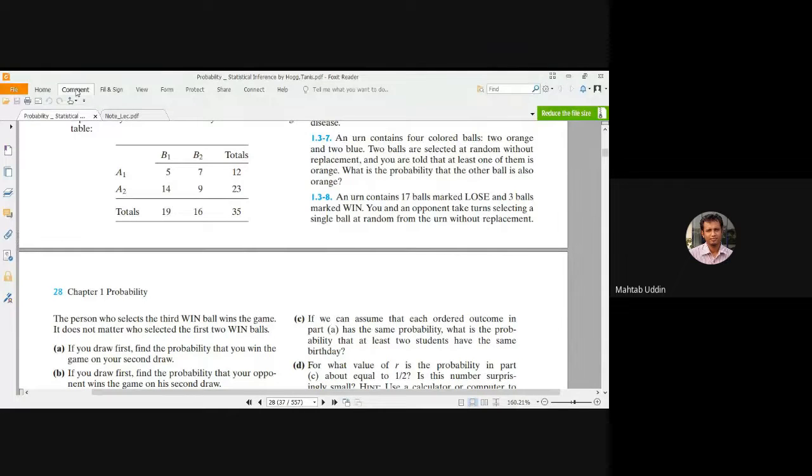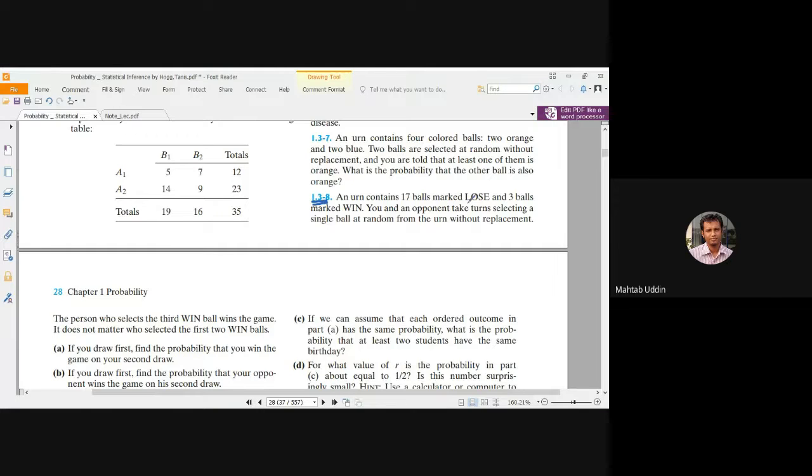We'll do two maths from this chapter today, number 8 and number 15. Here, an urn contains 17 balls marked loss and 3 balls marked win. That is, in each ball we have used two words, one is loss and another is win. 17 are loss and 3 are win. So how many total balls? 20. We have total 20 balls in the urn.